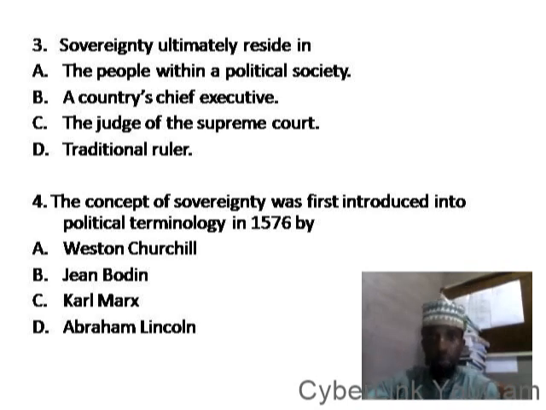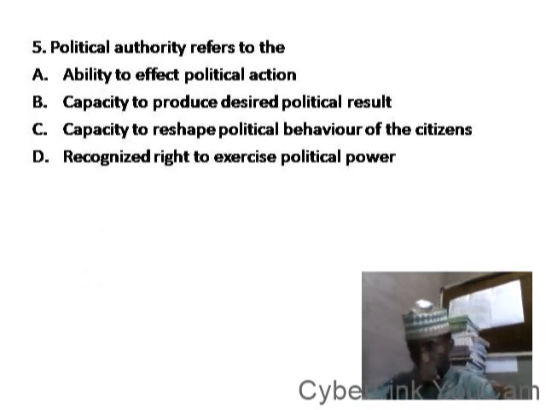He's a political theorist. He's the one that propounded the theory of sovereignty. Churchill was one time a prime minister of Britain. Karl Marx is the one that propounded the theory of socialism and communism. Abraham Lincoln as well was one time the president of America. So the correct answer to the question is option B, which is Jean Bodin.